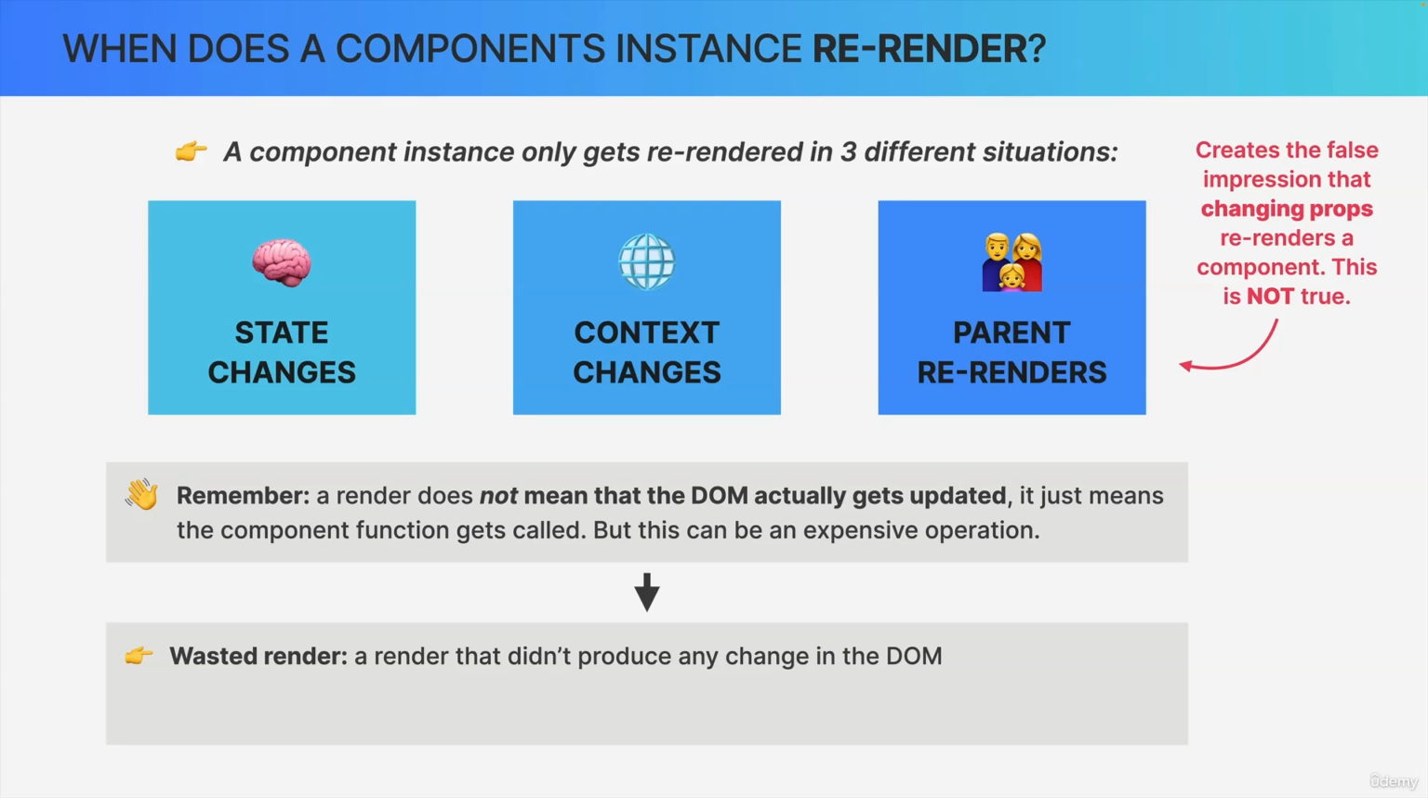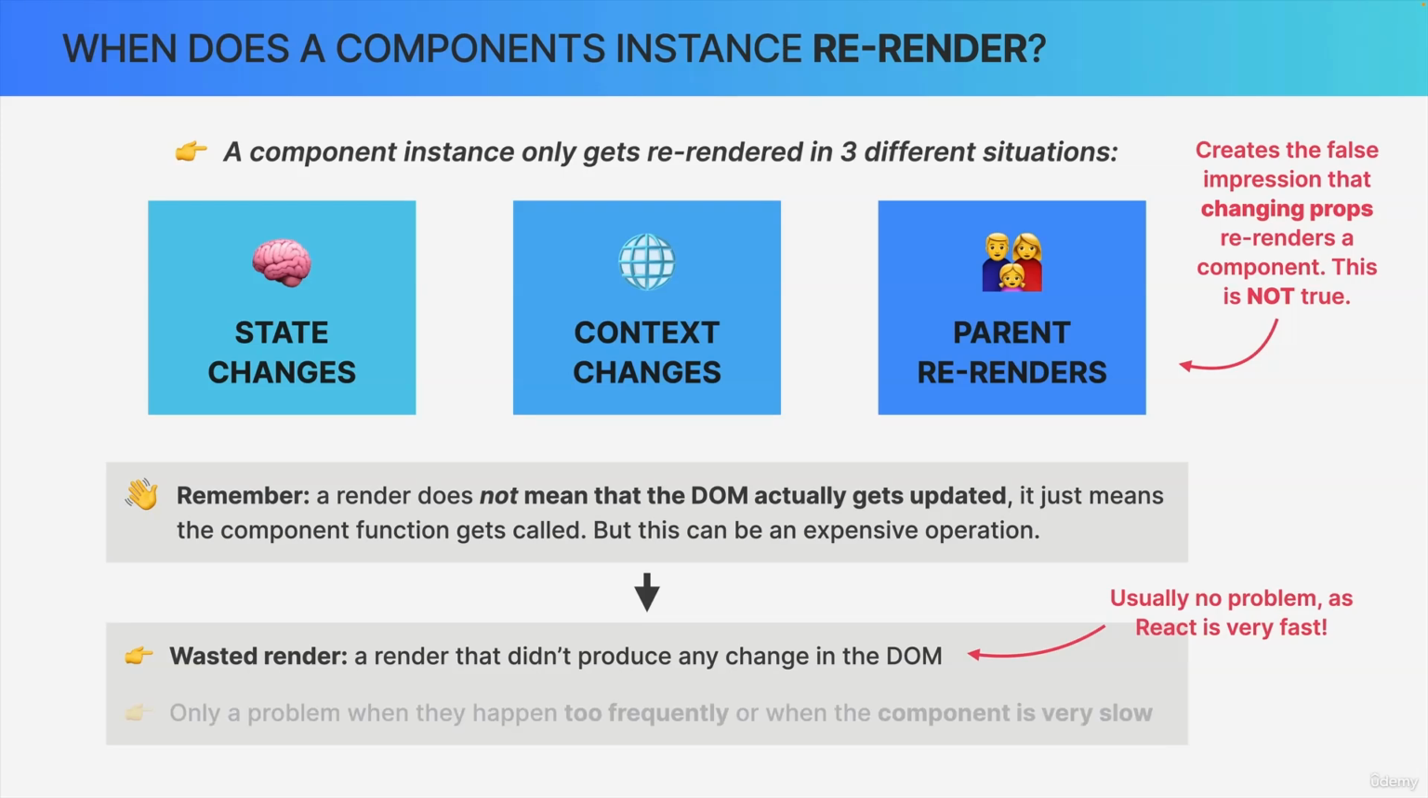Now, most of the time, this is actually no problem at all, because React is very fast. However, it can become a problem when re-renders happen way too frequently, or when the component is very slow in rendering. And so this can then make the application feel laggy and unresponsive. For example, not updating the UI fast enough after the user performs a certain action. So we want to avoid situations like that at all costs. So that's basically what we're going to be dealing with in the next couple of videos.